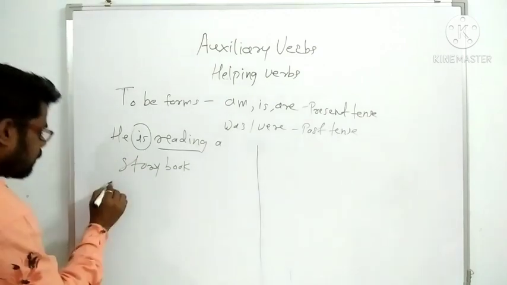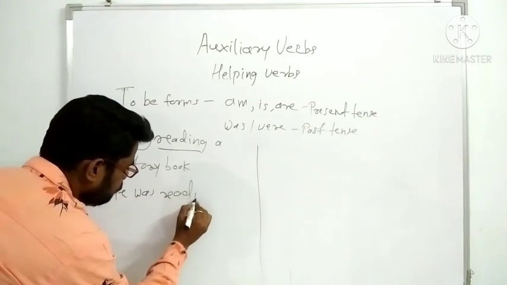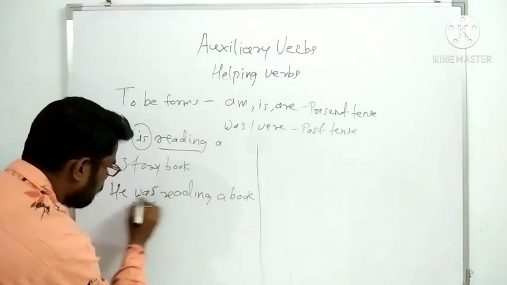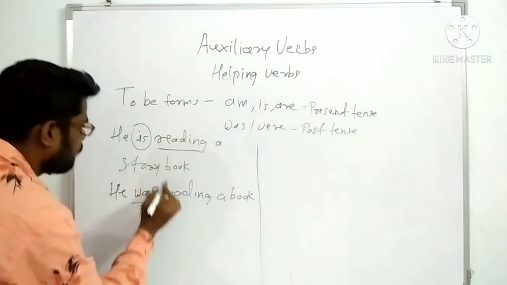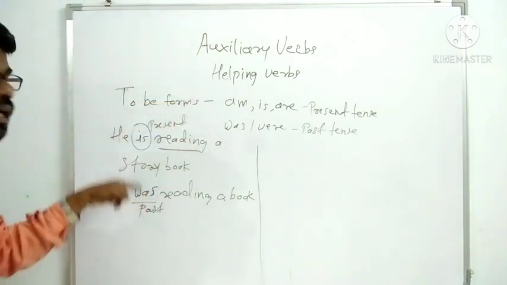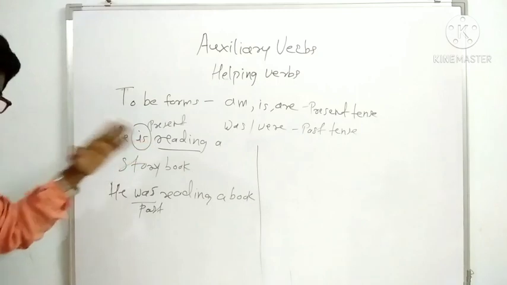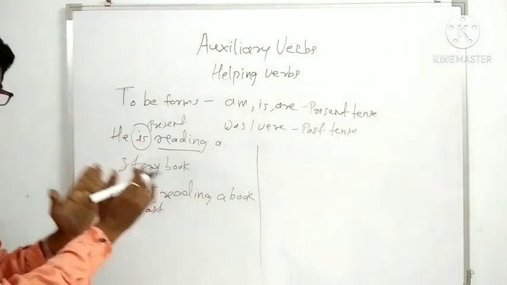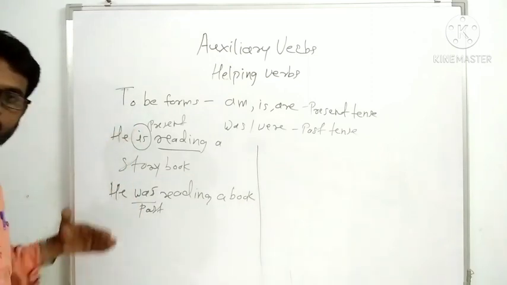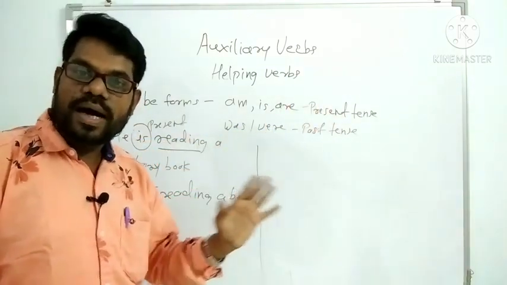Okay, see, he was reading a book. See, this was indicates past. Okay, this is indicates present. Here we come to know about the tense. So that's the function of the helping verb, to recognize the tense. Okay, and to make a question also, a negative sentence also. For that purpose we use these to be forms. So am, is, are we use in a present tense. Was, were we use in a past tense.